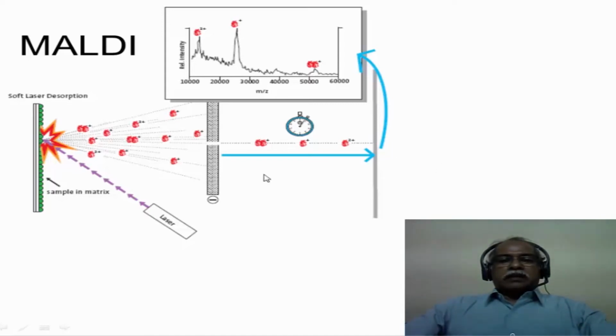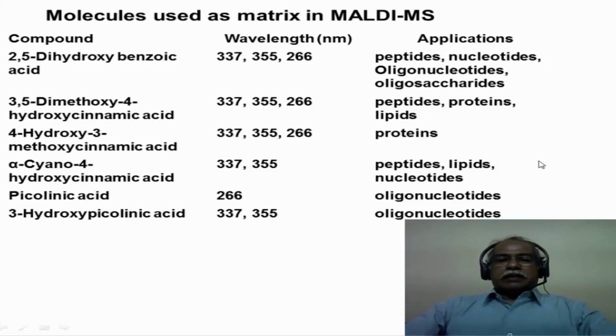As a result of that, they enter the time of flight analyzer. In the time of flight analyzer, the basic principle is that the smaller the ion, the faster it moves, and the larger the ion, the slower it moves. So the ions get separated in a field-free drift zone in the time of flight analyzer, and one by one the ions get detected in the mass spectrometer.